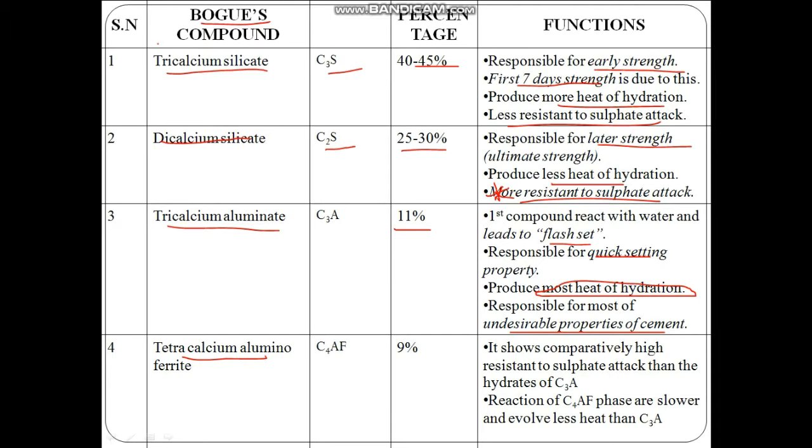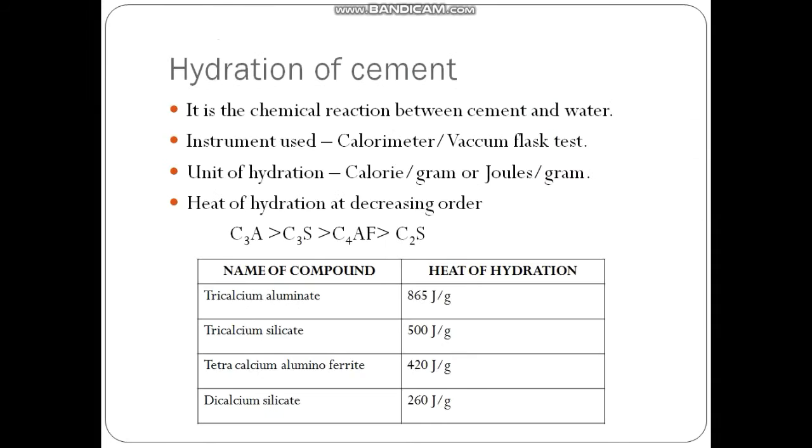Tetracalcium aluminoferrite, it should be in the range of 9%, and it shows comparatively higher resistance to sulfate attack than C3A, and the reactions of the C4AF phase are slower and evolve less heat than C3A.